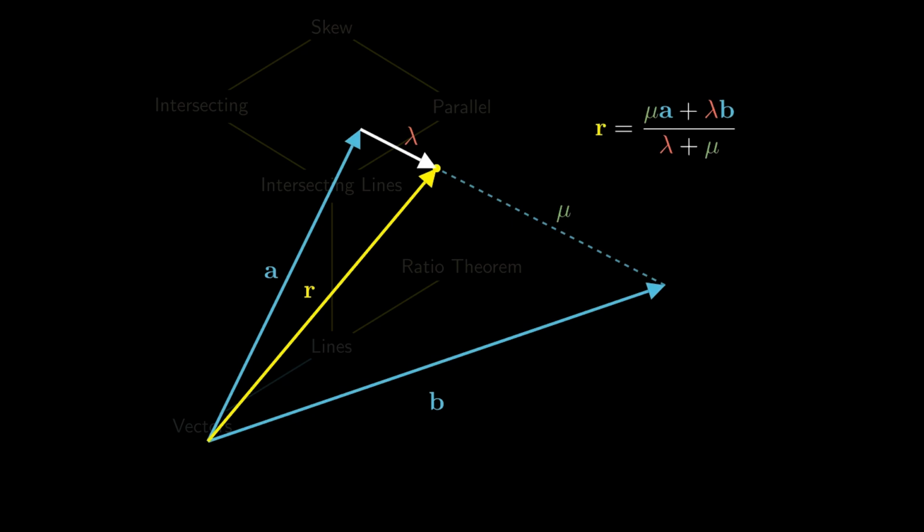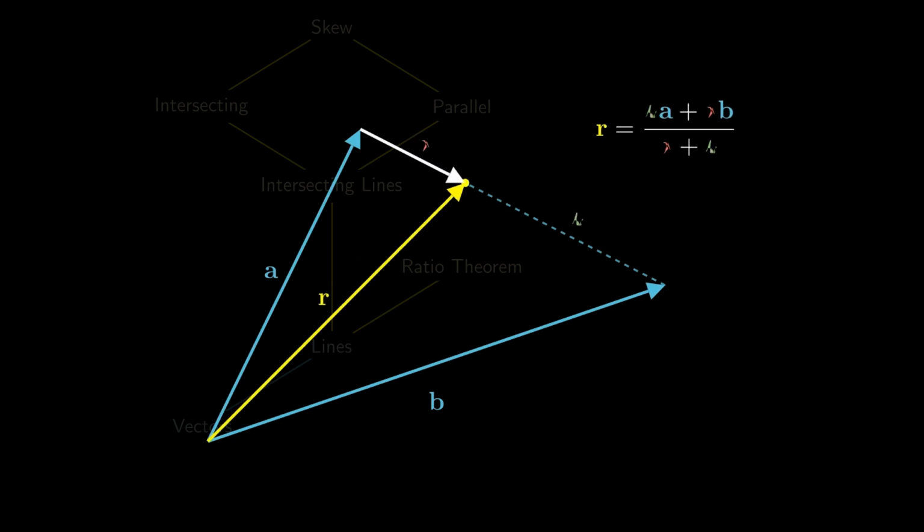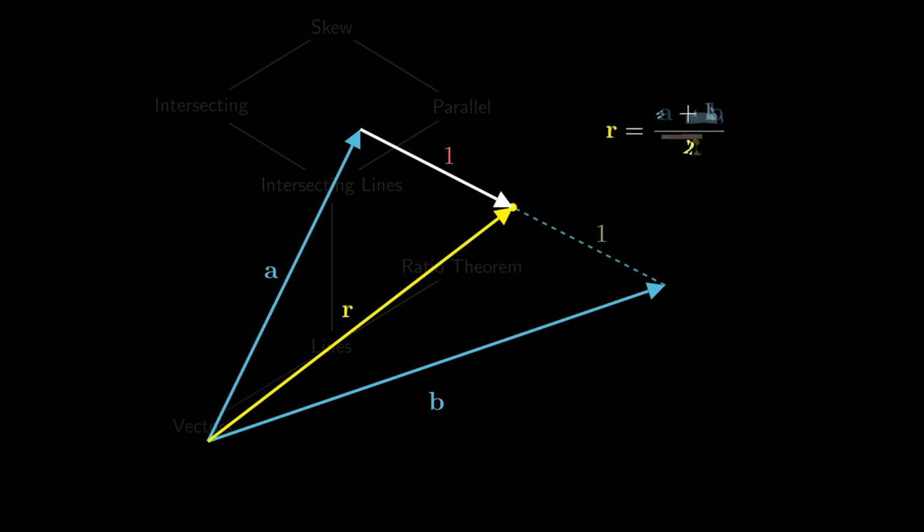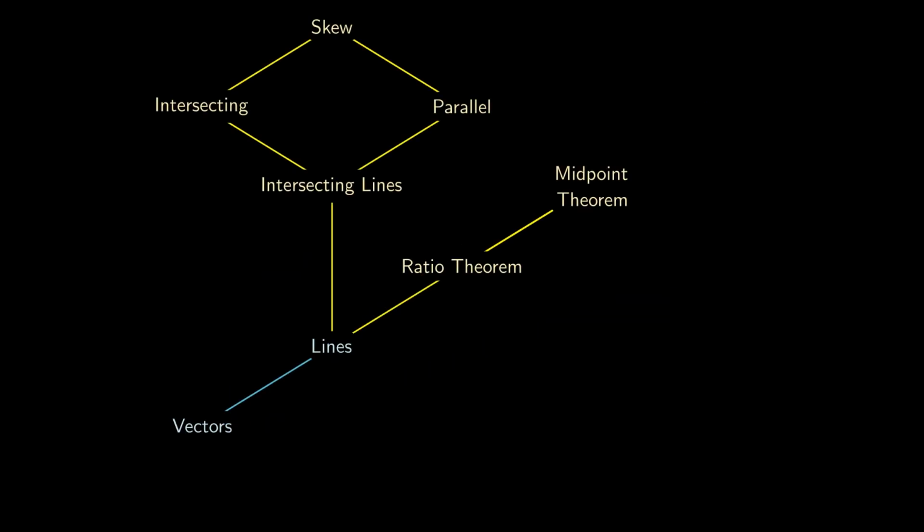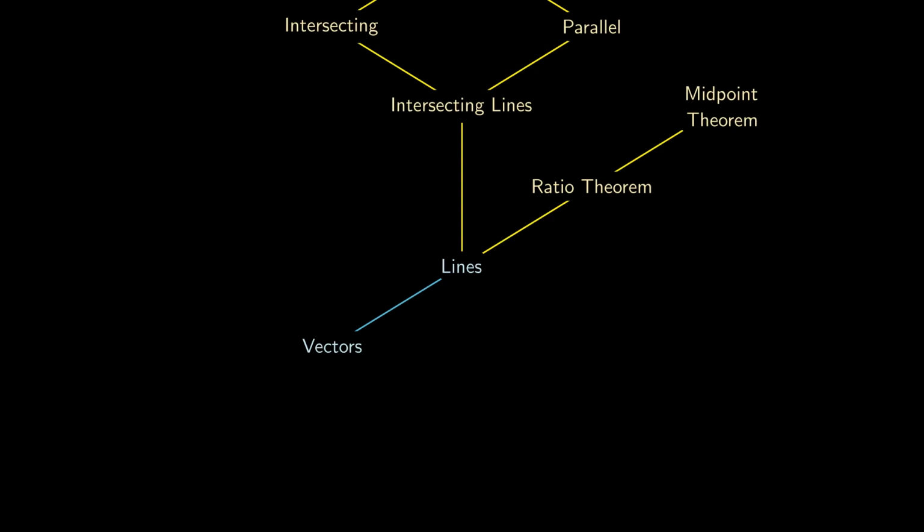A really important special case is when the ratio of lambda to mu is 1 to 1. This helps us obtain the midpoint of the tips of vectors a and b and is known as the midpoint theorem. Another way to think about the vectors a and b is by considering their angle.